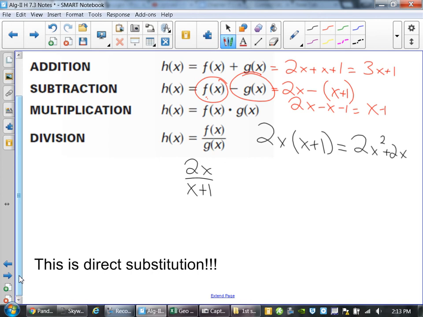So my answer here was x cannot equal negative 1. Whenever I have a division problem, I have to make sure I label my domain restriction. That's really the only tricky thing that can happen. Okay?